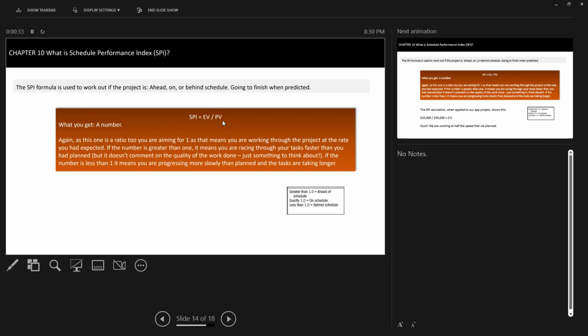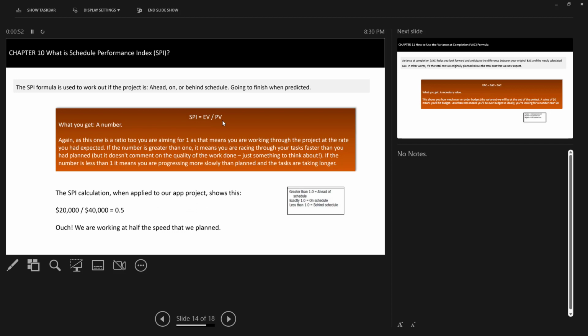With SPI, it will be earned value upon your planned value. And I remember telling you, planned value is? Yes, the actual budget of that particular task. Very good. Here again, we are aiming for number 1. The value should be aimed at 1. So I've given you an example. So if it's below, ouch, we are working half the speed that we've planned.